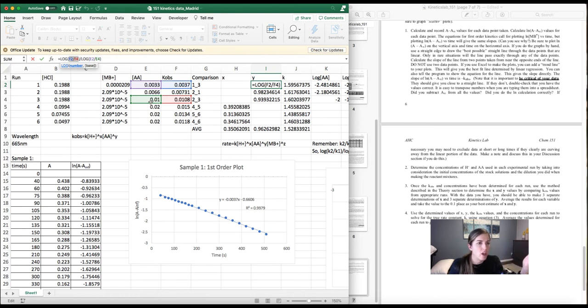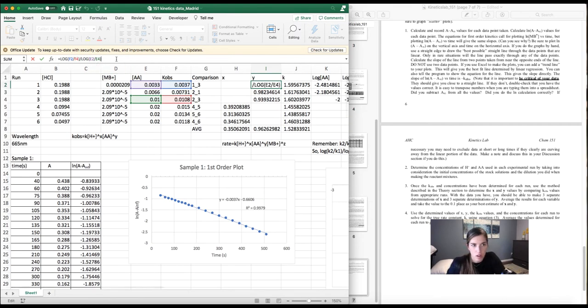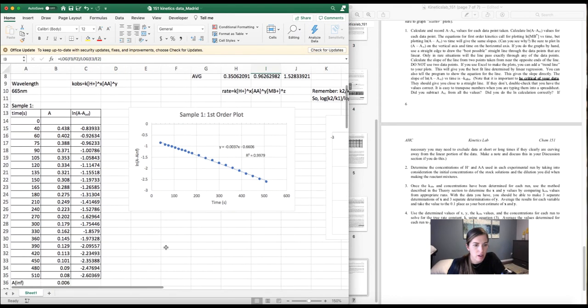Why do I have log of F2 over F4 divided by log of E2 over E4? I'm going to scroll down and show you this. Let's just make that enter.